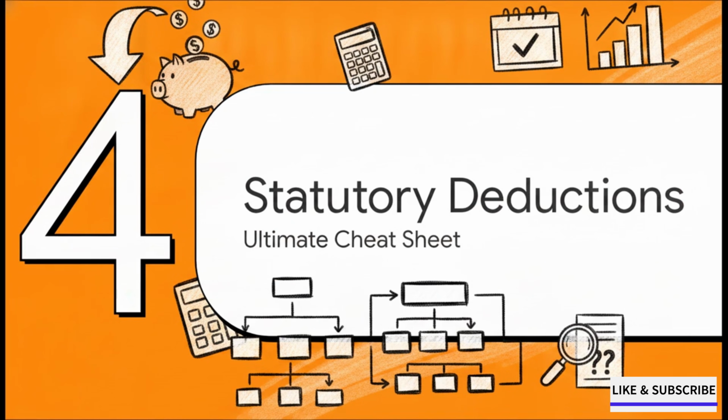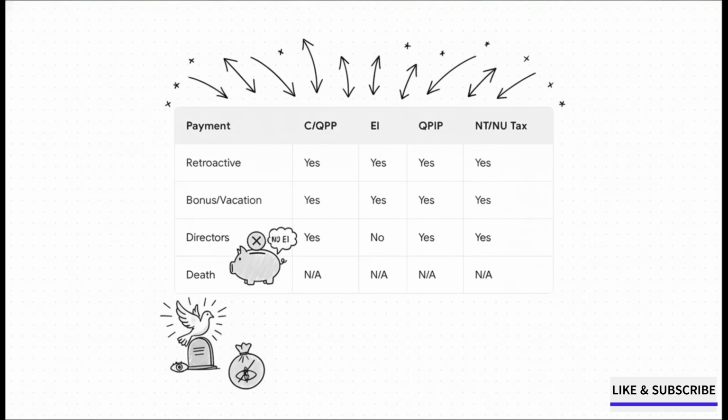Section 4, navigating statutory deductions. When we map these payment types to the correct deductions, you can see retroactive pay and bonuses get hit with basically everything: pension, employment insurance, the Quebec Parental Insurance Plan if applicable, and the 2% Northwest Territories payroll tax. Directors' fees get hit with most of these, but remember, no EI in the private sector. And look right at the bottom. Death benefits are uniquely exempt from absolutely everything across the board. They are only subject to income tax.